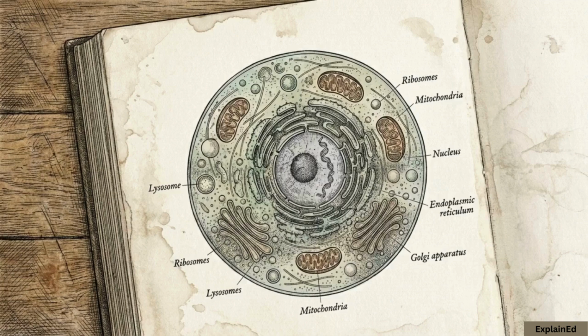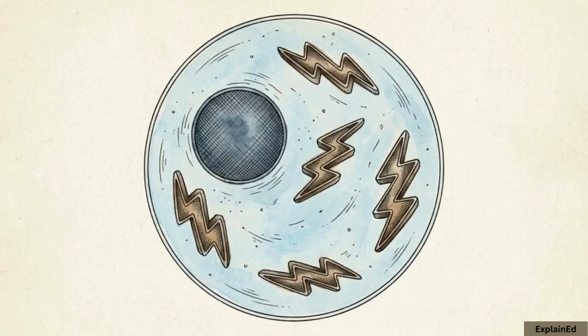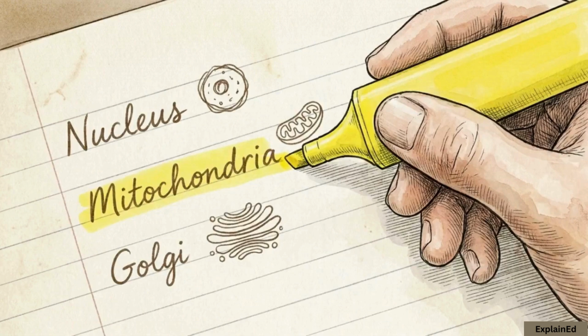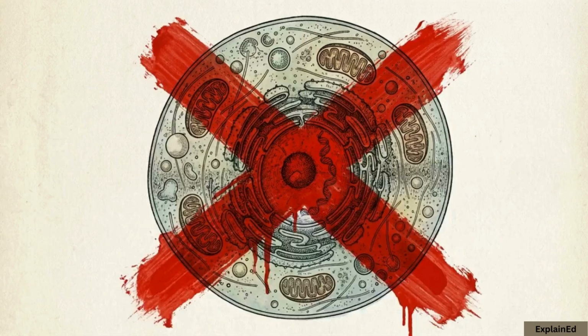Most of us first met the cell as a flat, brightly colored diagram in a high school biology textbook. We were taught to view it as a loose bag of fluid containing a random assortment of floating shapes, and our job was simply to memorize the names of those shapes. But that static model is deeply misleading.